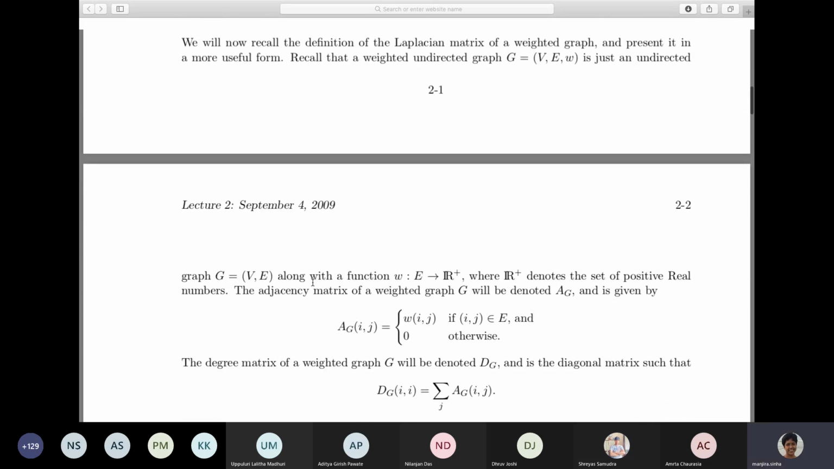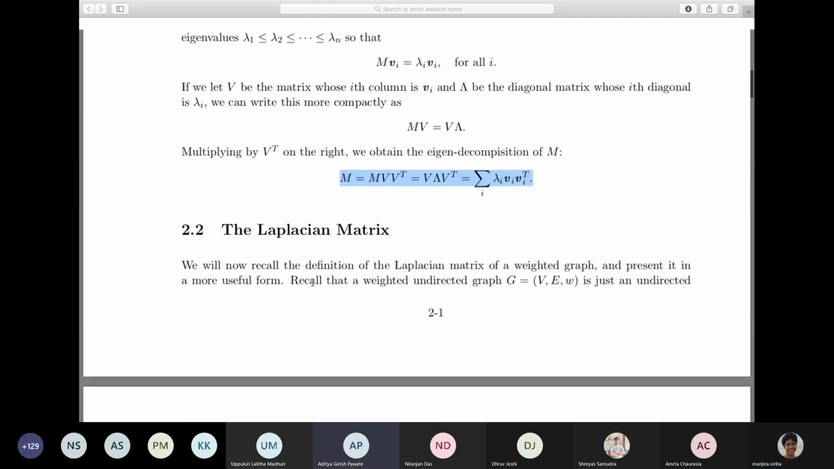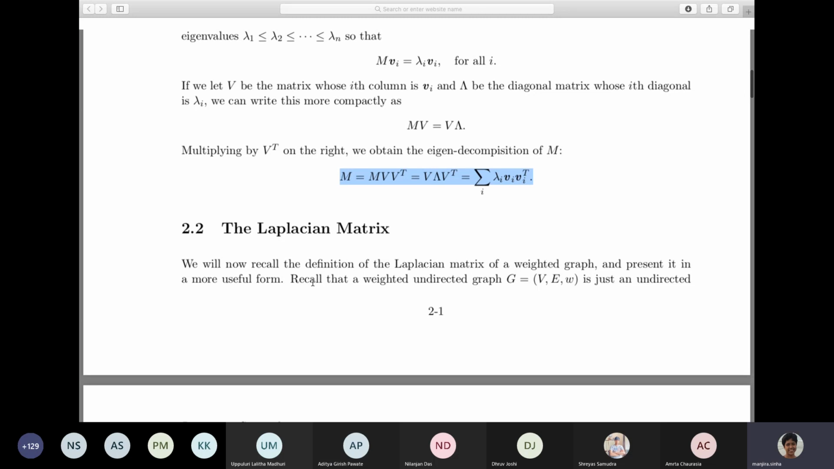So yes, now let us come to the Laplacian of a weighted undirected graph. Now let us look into the weighted graph. So shall I go on? All clear? Ma'am, M is a matrix? Yes. Which matrix? Can you scroll up? Here, M is a matrix, right? Yes.